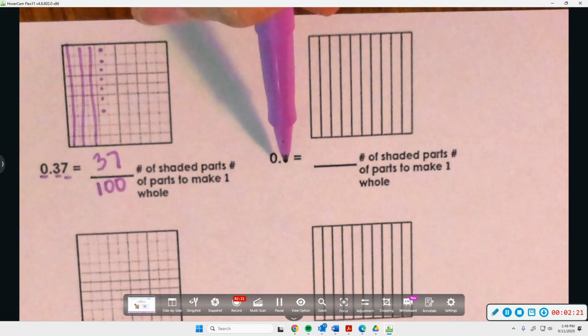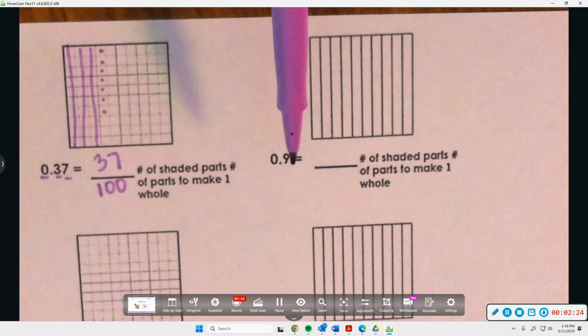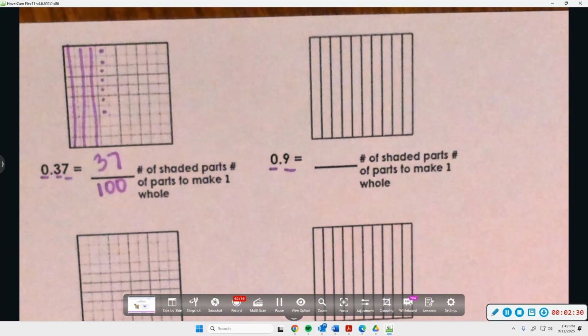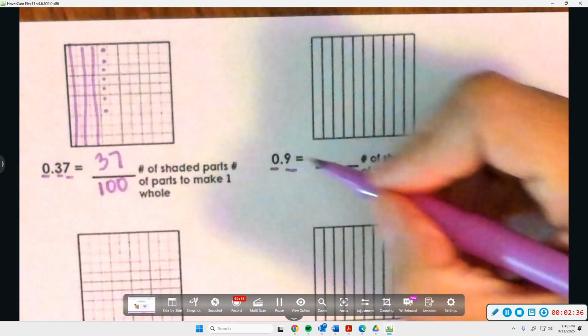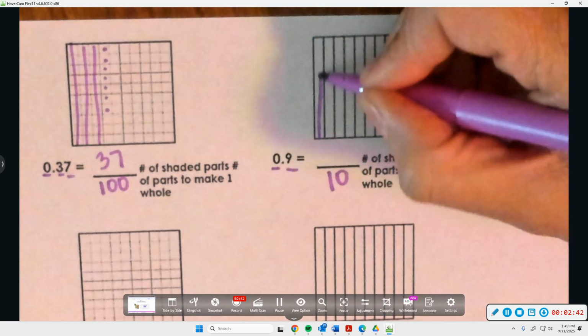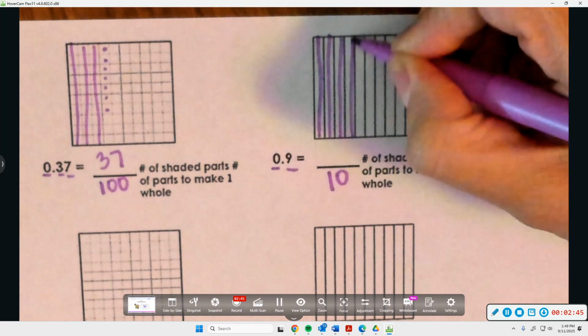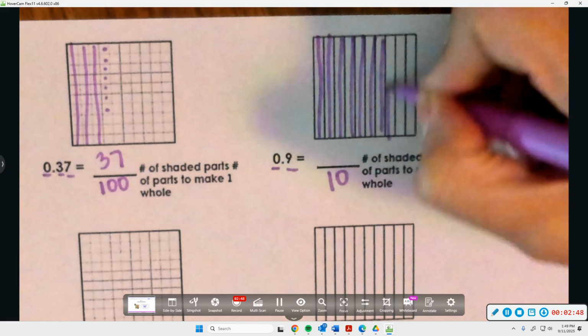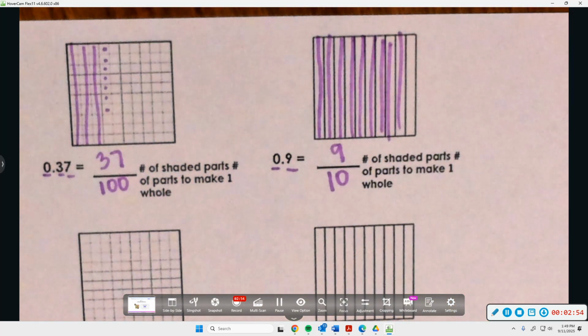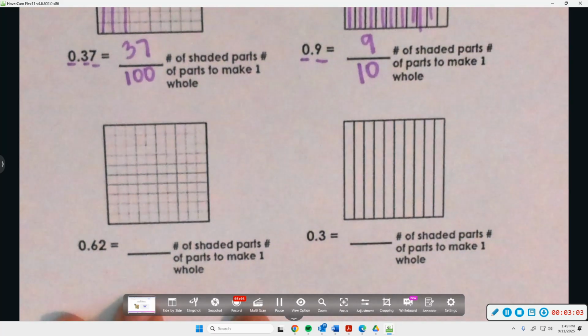How would I say this decimal? Ella? 9/10. Okay, if it ends in the tenths place, what would my denominator be? Audrey? 10. And then how many tenths do I need to shade? 9. So I'm going to do 1, 2, 3, 4, 5, 6, 7, 8, 9. So 9/10 as a decimal is 9/10 as a fraction. Same way you say it, right? Are we good so far on those two? Yes, ma'am. Okay. All right, let's look at the next one.